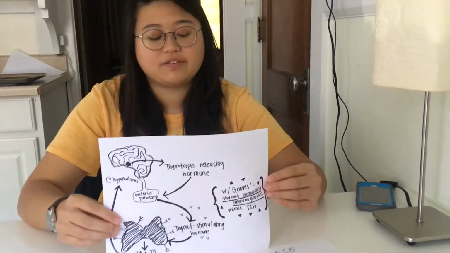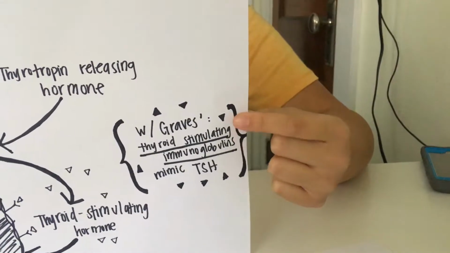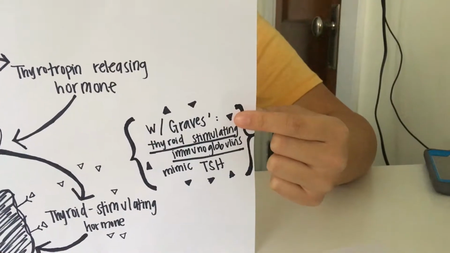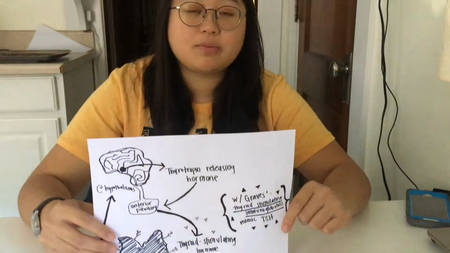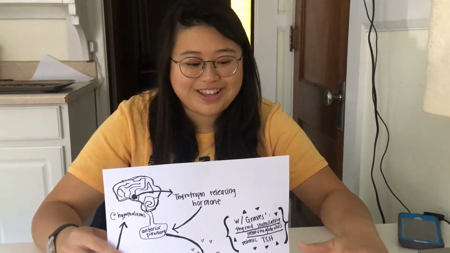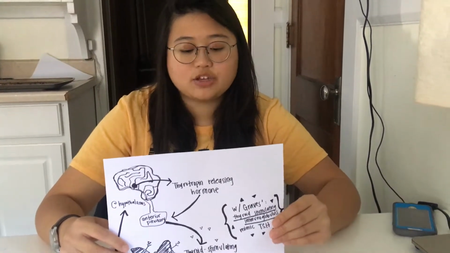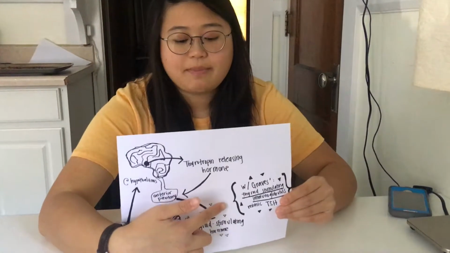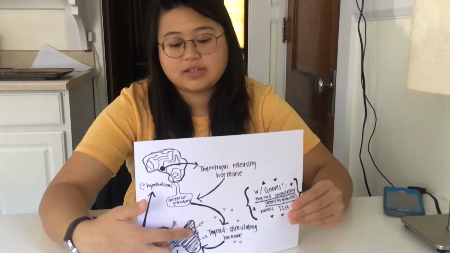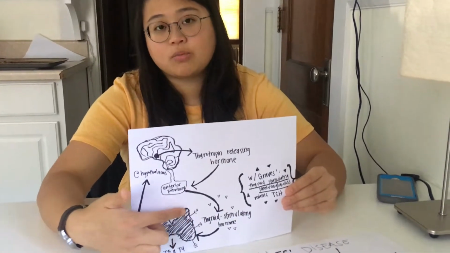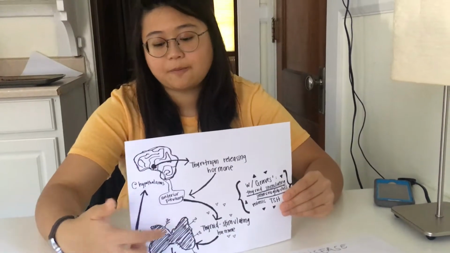So for people with Graves' disease, basically a mimic of the TSH is made, and I've indicated that with colored in triangles over here. So these mimics are called thyroid stimulating immunoglobulins. And so basically these mimics over here go into the receptors for TSH and disallow this normal connection of TSH and the thyroid antibodies over here.